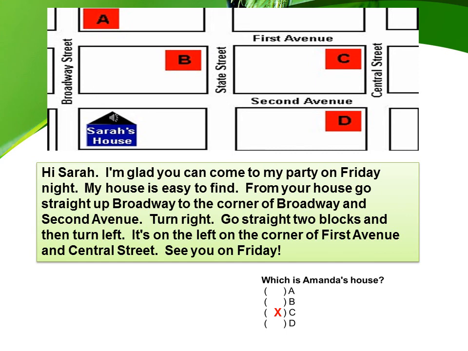So I repeat. Hi Sarah, I'm glad you can come to my party on Friday night. My house is easy to find. From your house, go straight up Broadway to the corner of Broadway and 2nd Avenue. Turn right, go straight 2 blocks and then turn left. It's on the left, on the corner of First Avenue and Central Street. See you on Friday. And here the answer is letter C. The house that Sarah will look for is letter C.